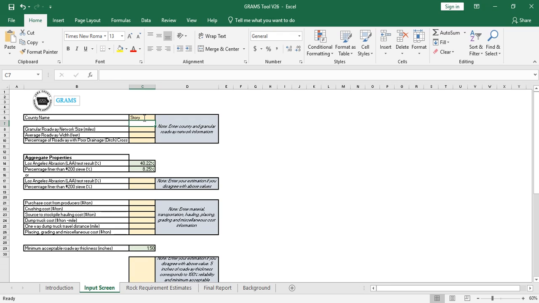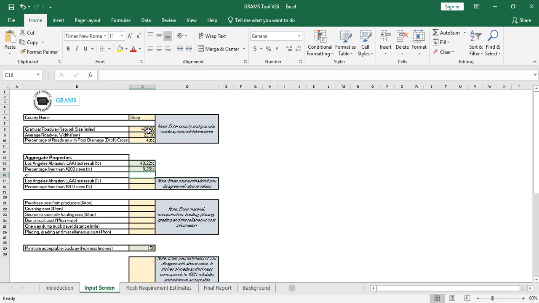and here we can see it picked up the historical data on these values. Now this is the roadway network system size. We're going to assume it's about 400 miles. Average roadway width about 22 feet. Percentage of roadway with poor ditch condition, say it's about 40%.